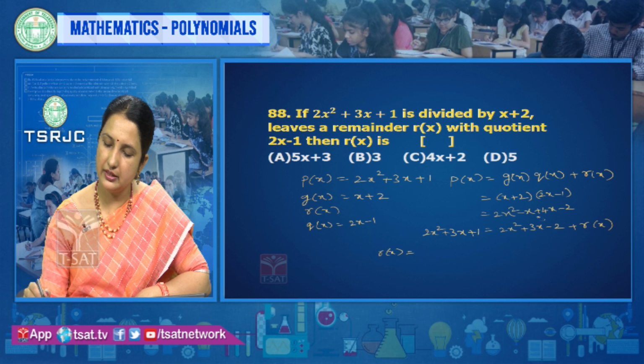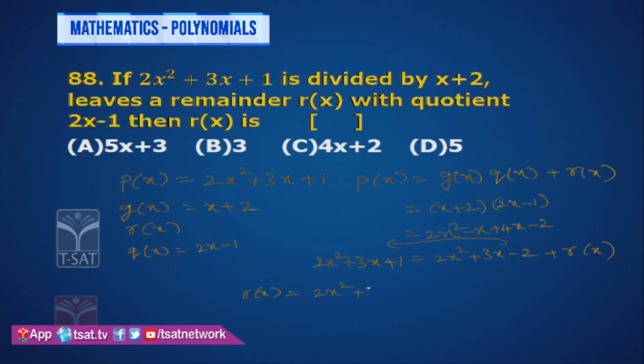You bring all these to this side. So, 2x square plus 3x plus 1 is there here only. You are bringing this to the left side, so this will become minus 2x square, 3x will become minus 3x, minus 2 will become plus 2. Plus 2x square minus 2x square gets cancelled. Plus 3x minus 3x gets cancelled. 1 plus 2 is what? 3. R of x is 3.